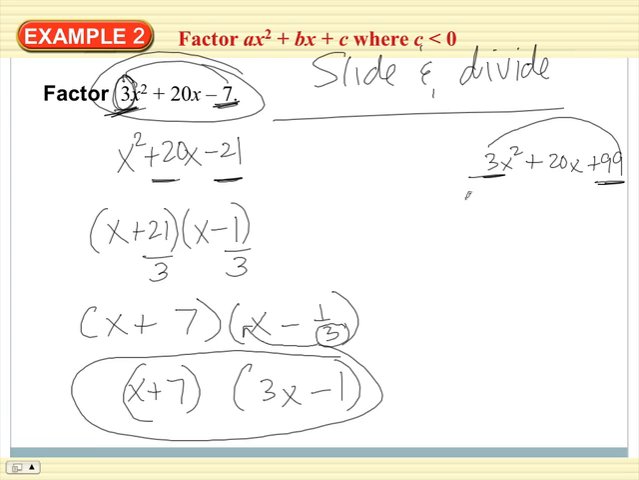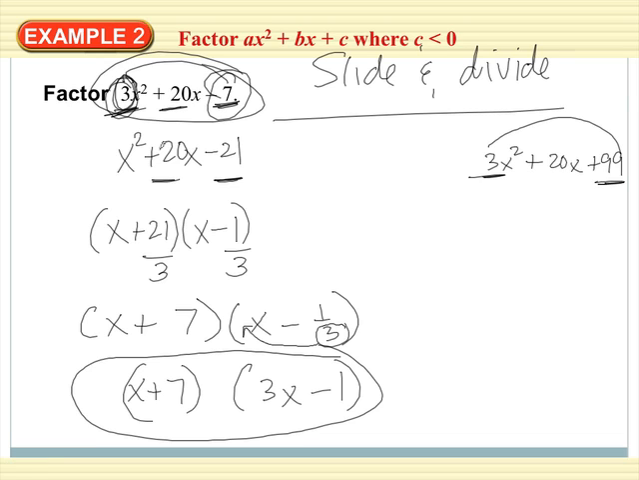Okay? So you understand? There's two methods right now. Slide and divide. Use it for the easy ones if you want to. I don't care what method you use, honestly. I could care less. Alright? But I usually use factors of 3, factors of -7 that add up to 20. Find them. Okay, you got it. So some of you might like this. Some of you might use this. That's good if you do. And okay if you don't. Any questions on it?